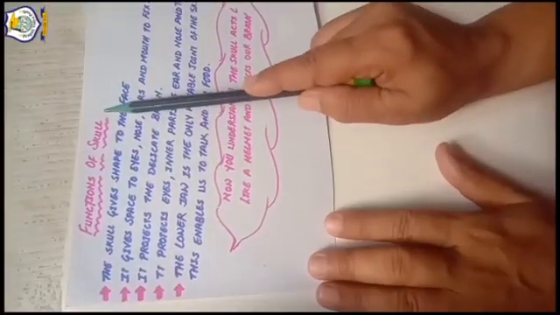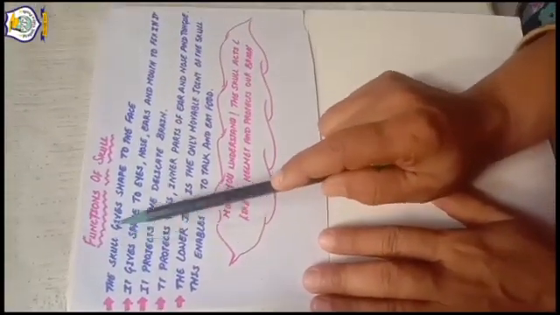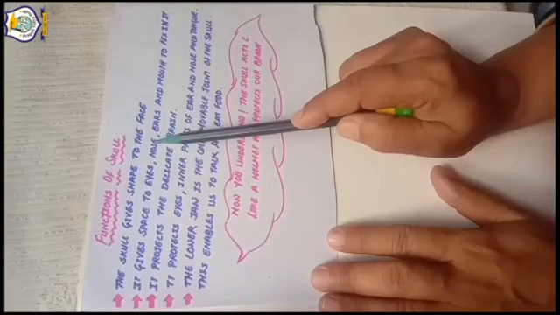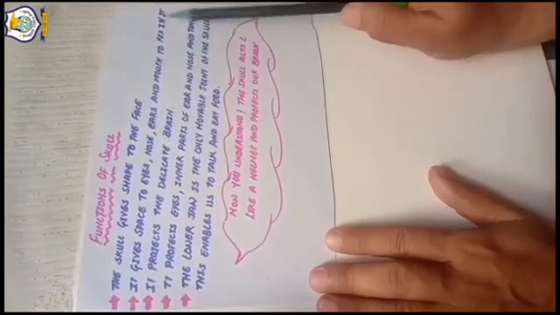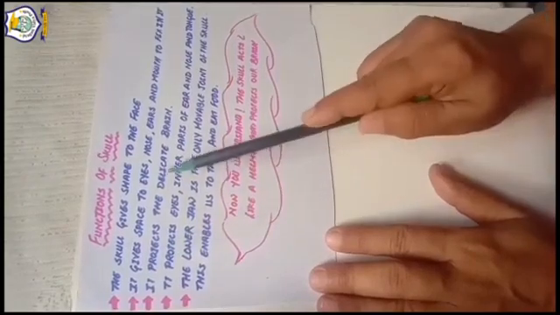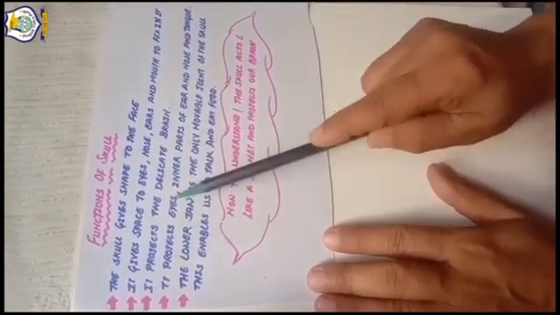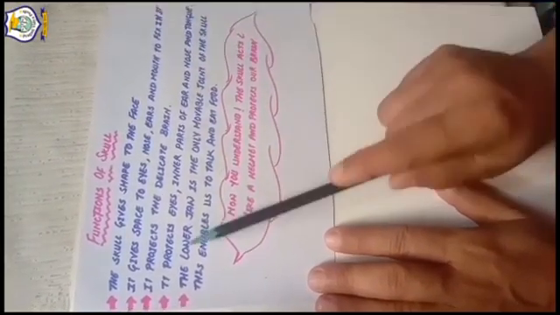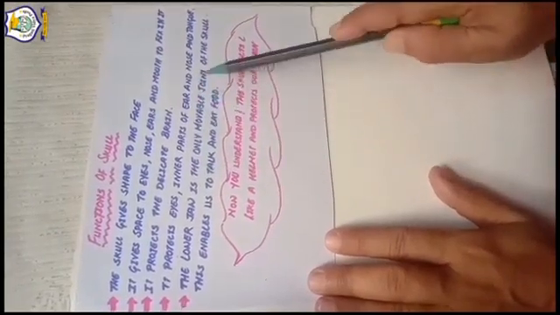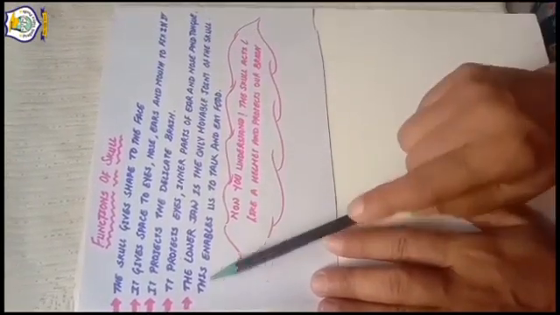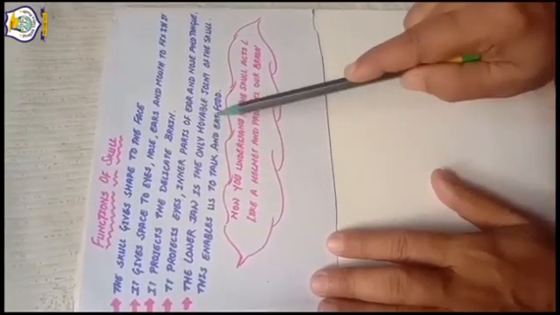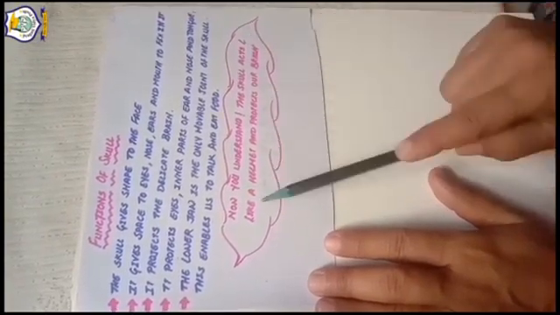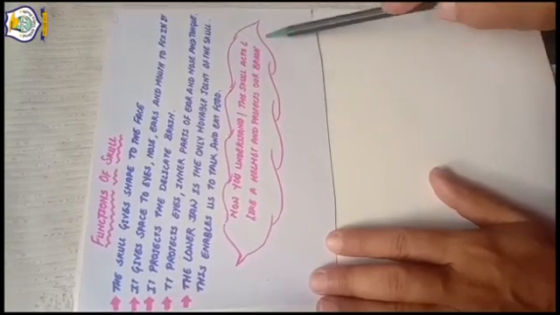Functions of the skull. First function, the skull gives shape to the face. It gives space to eyes, nose, ears and mouth to fix in it. It protects the delicate brain. It protects eyes, inner parts of ear and nose and tongue. The lower jaw is the only movable joint of the skull. This enables us to talk and eat food. Now you understand, the skull acts like a helmet and protects our brain.